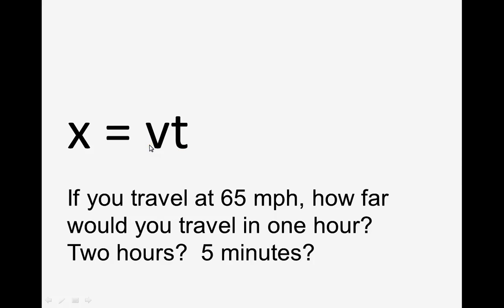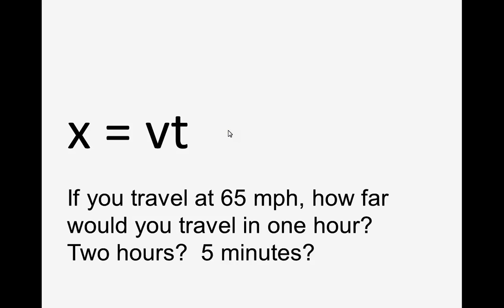Hey, how about 2 hours? All right, now I might have to bust out my calculator in order to do this. Maybe I can do this in my head. 65, so 60 times 2 is 120. 5 times 2 is 10. 130 miles. So if I wanted to do how far I would travel in 2 hours, 65 miles per hour times 2 hours, I could do that. That's how far I would have traveled. How about 5 minutes? 65 and 5, I don't know.